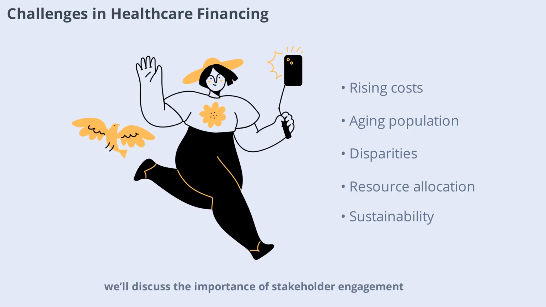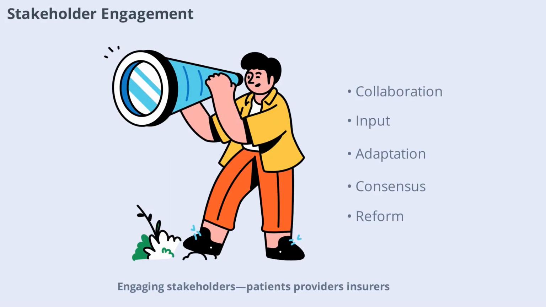Next, we'll discuss the importance of stakeholder engagement. Engaging stakeholders, patients, providers, insurers, and policymakers is essential for effective healthcare financing. Stakeholder input helps ensure that systems meet the needs of the population and adapt to changing circumstances. Collaboration can lead to better policies and improved outcomes. Building consensus is often challenging but necessary for lasting reform.